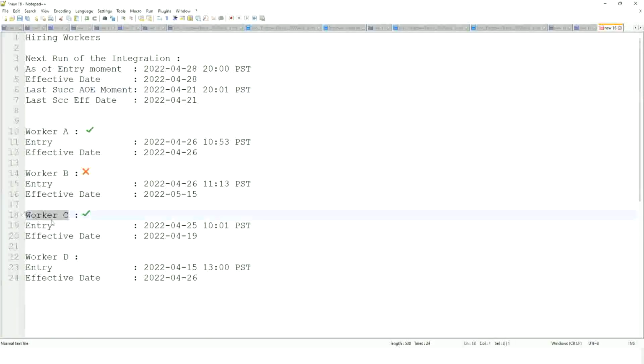This worker C did not even exist in Workday as of 21st of April, 20:01 PST. Isn't it? When was the entry made? On the 25th. Right. But now the question comes, will it be included? If 19th of April is not between 21 and 28, then why would it be included?